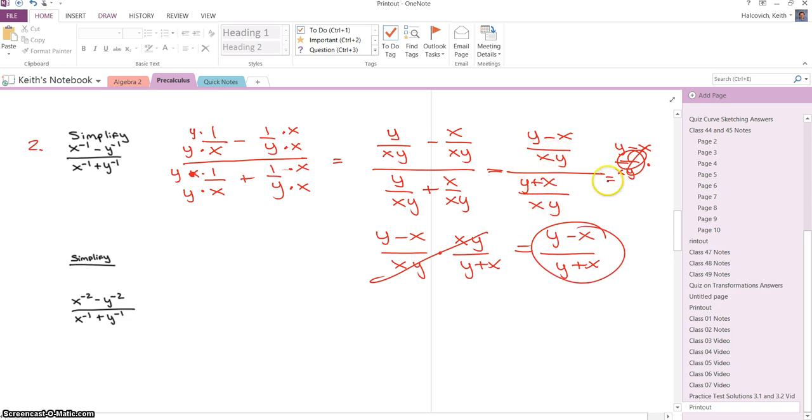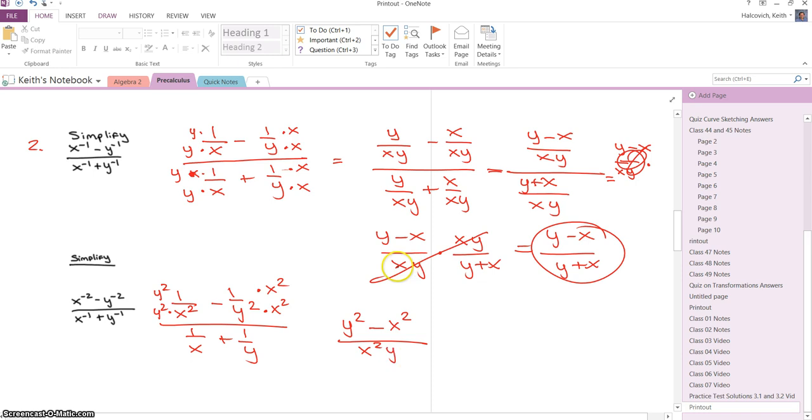So this one here, same philosophy. You have 1 over x squared minus 1 over y squared, over 1 over x plus 1 over y. Here you'd multiply by y squared, top and bottom. Here you'd multiply by x squared, top and bottom. So you get y squared minus x squared over x squared y squared. And then here you multiply by y, and here you multiply by x to get the common denominator. So it would be y plus x over xy.